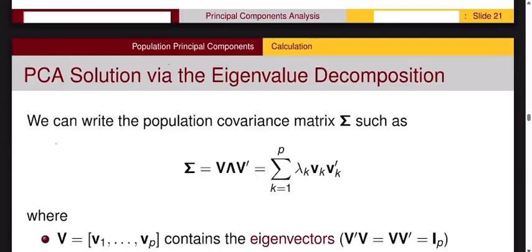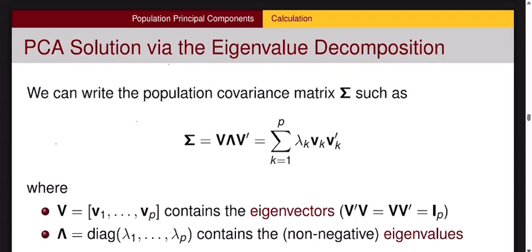Now, let's take a look at how principal component analysis works via eigenvalue decomposition. Of course, we're going to start with the covariance structure of the data set using eigenvalue decomposition. We can factor that. You remember we did matrix factorization, right? Matrix decomposition. So what are we doing here? We're seeking the solution for PCA.